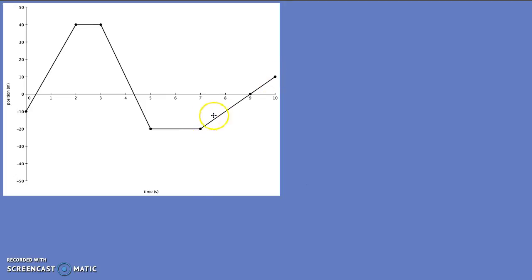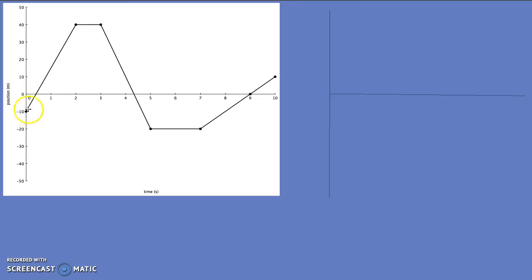Okay, and looks like this point is a little bit redundant. So our goal here, though, is to make a velocity graph. So let me go ahead and create a graph over here. Okay. And so what we want to do is break this graph up by the segments you see here.